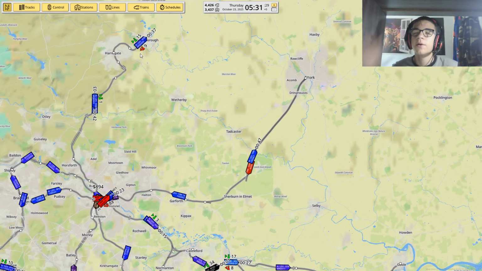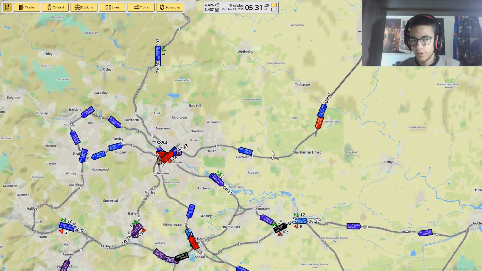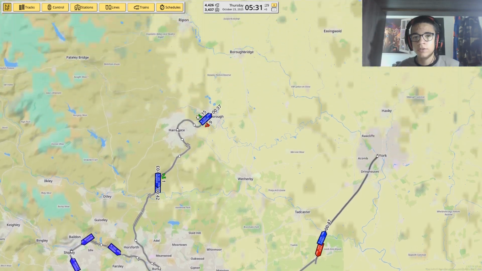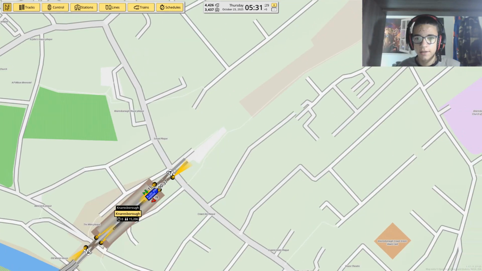Not Transport Fever, oh my god, I just said the whole wrong topic. We're in Nimby Rail, so today we are going to finish off the Poppleton sort of semicircle line. So we're just going to continue on to York from Nesborough, which is where we did last time.